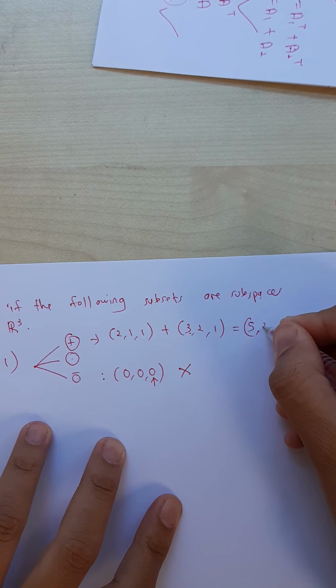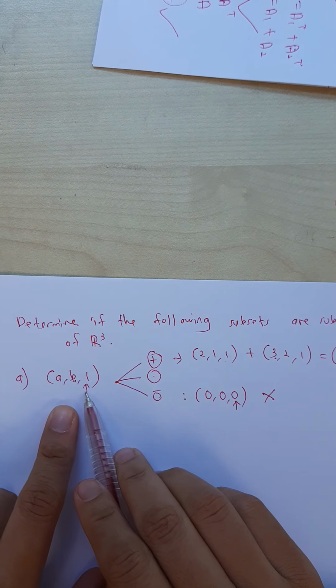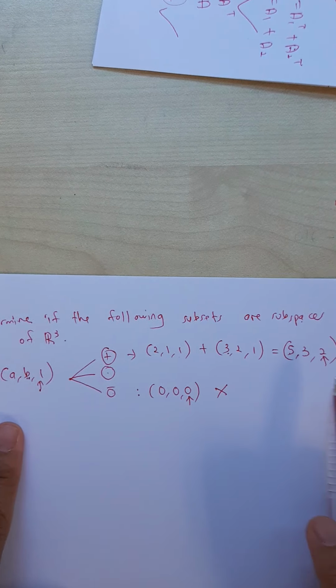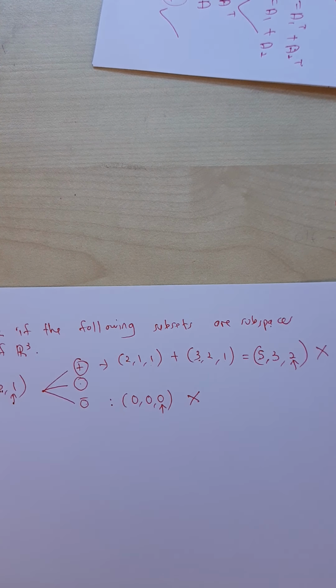I don't think so, because 5 and a, there's no problem in that. 3 and b, no problem in that, can be any number. The problem lies at the third coordinate again. The third coordinate here has to be 1. Unfortunately, when we add these two, we get a 2 here. So this property fails as well.